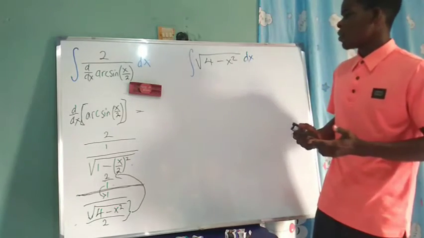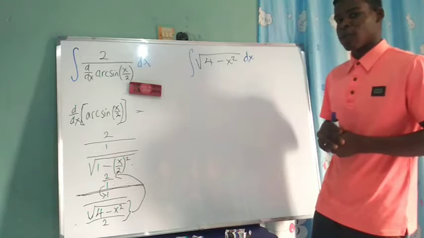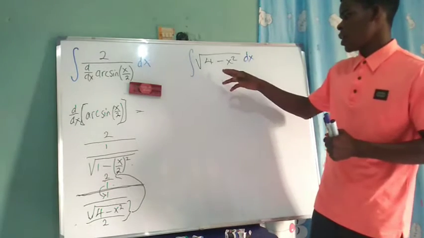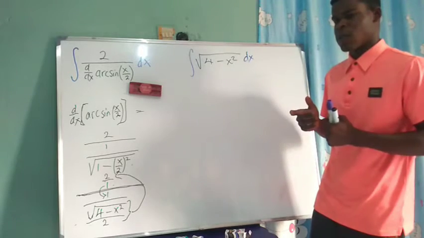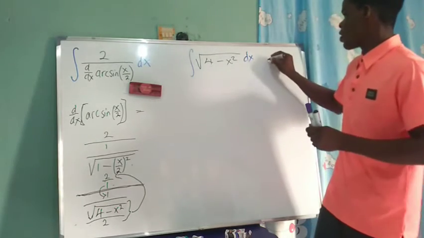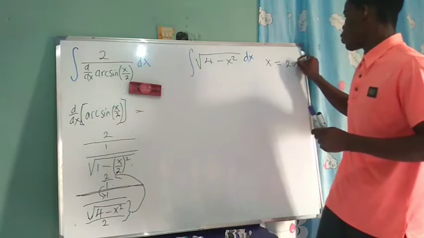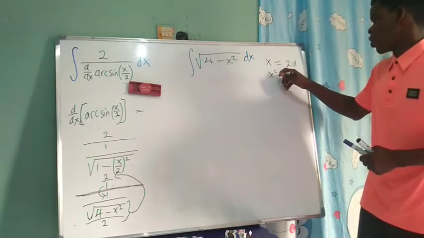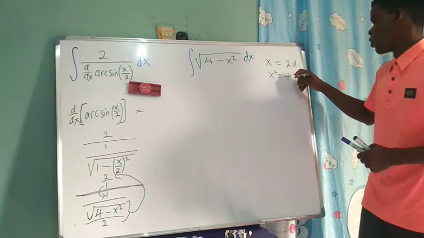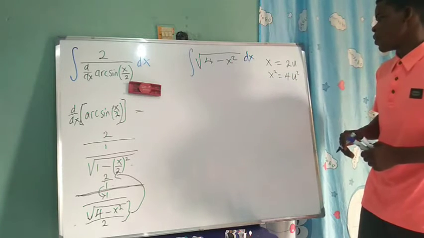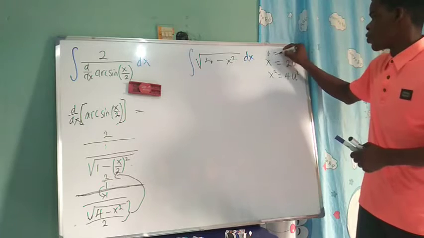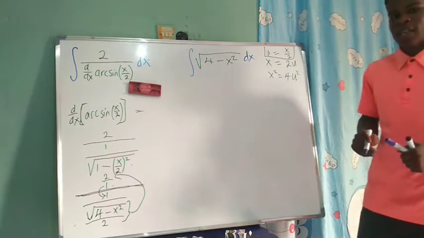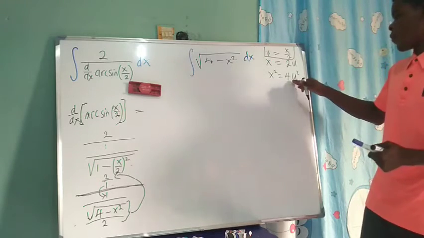Let's go with some substitution. What would that substitution be? So that we have 4 here and x squared here, a difference of two squares. If I make my x become 2u, then if I plug in, x squared would become 4u squared. And that means our u is equal to x over 2. Well, x squared will be 4u squared.